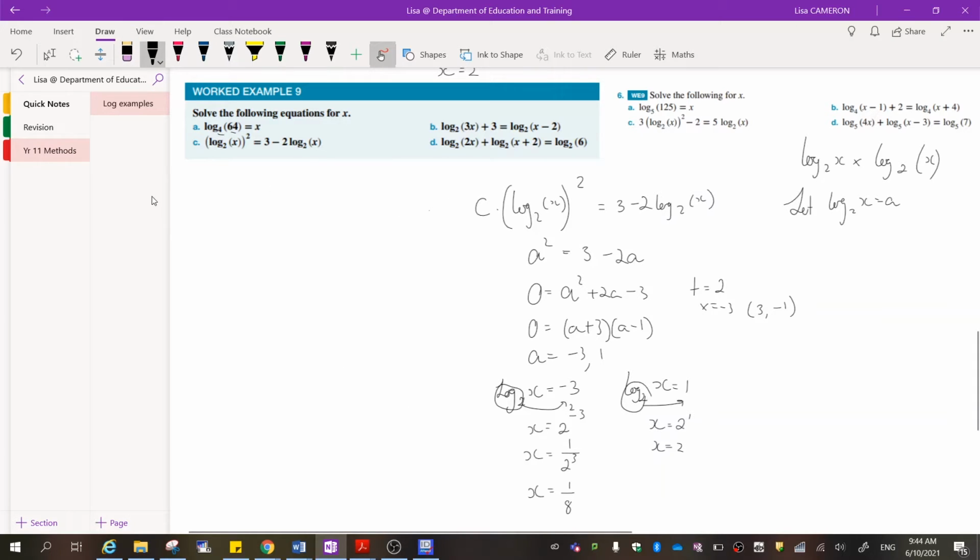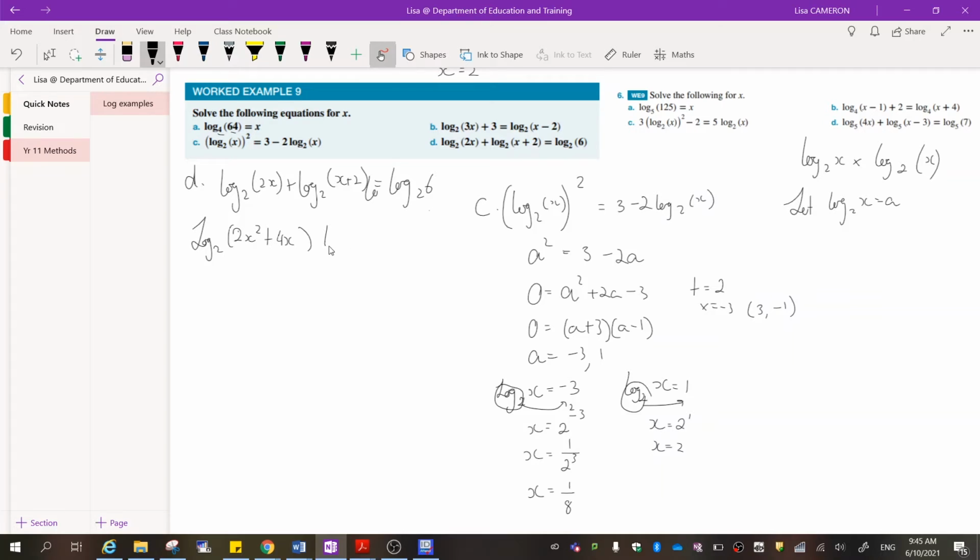Okay, D. Log 2 2x plus log 2 x plus 2 is equal to log 2 6. Okay, straight away I can see that this is going to turn into a quadratic because this is adding, meaning that these two brackets will multiply. So log 2, bracket, 2x times x will make 2x squared, and then 2x times 2 will make plus 4x.